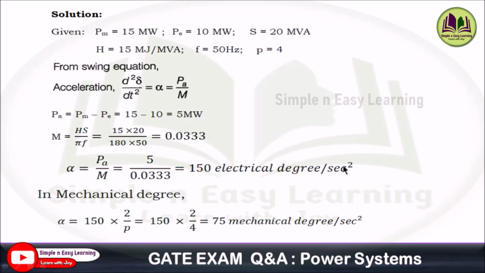So this alpha is in electrical degree per second square, but in the question it is asked to find the mechanical degree. So for mechanical degree, simply multiply the answer by 2 by P. So 150 into 2 by the number of poles P, which is 4, you will get 75 mechanical degree per second square. So the correct answer is 75 mechanical degree per second square.